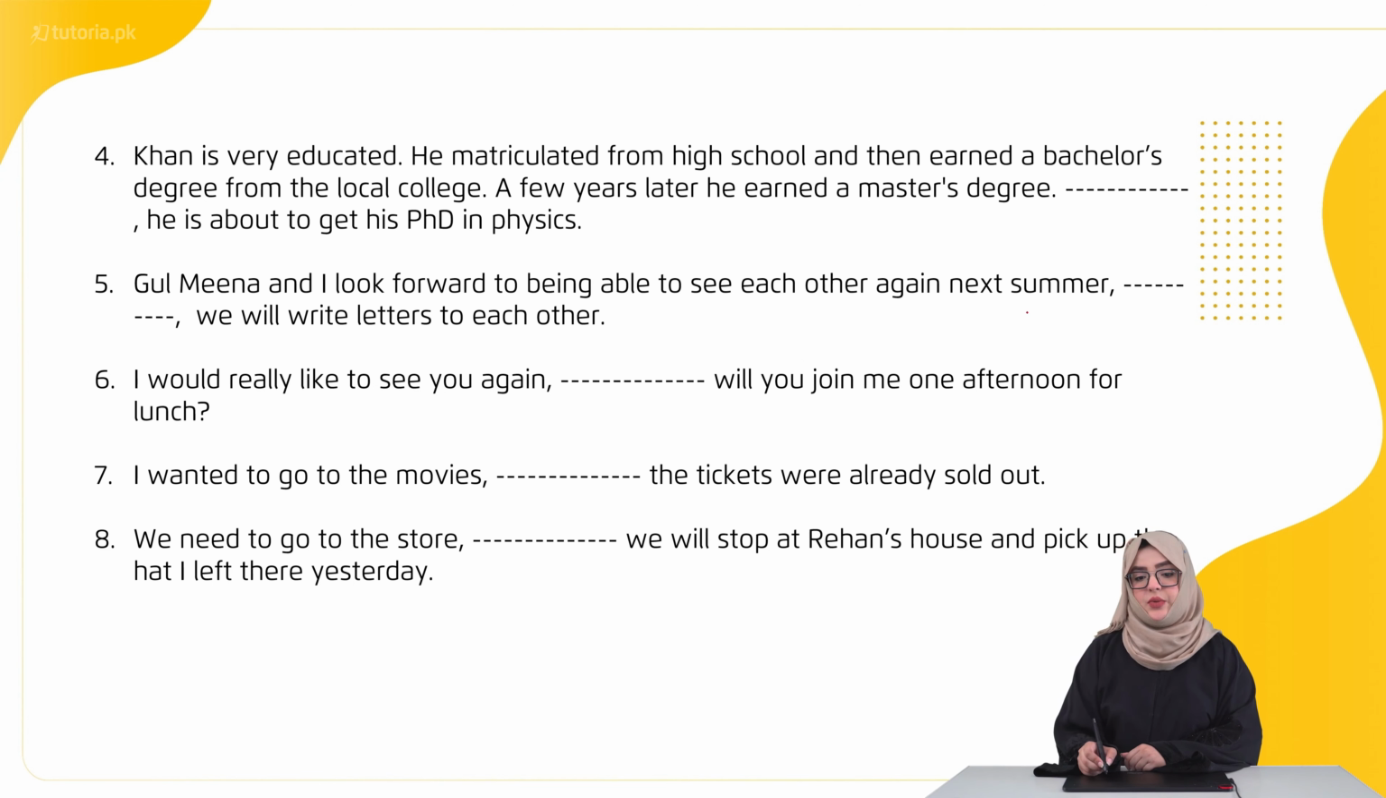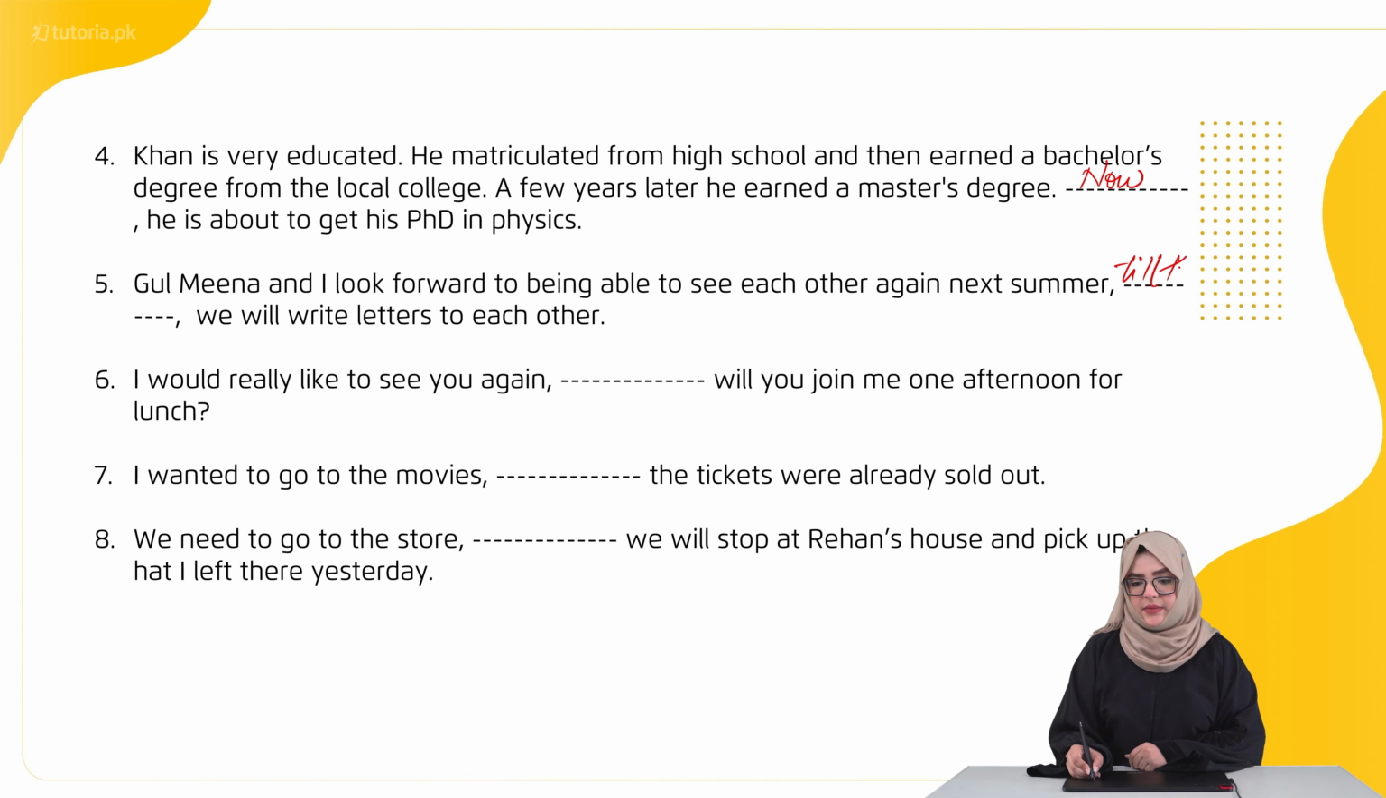Fourth is: Khan is very educated. He matriculated from high school and then earned a bachelor's degree from the local college. A few years later, he earned a master's degree. Dash, he is about to get his PhD in physics. Now, he is about to get his PhD in physics. Fifth is: Gulmina and I look forward to being able to see each other again next summer. Dash will write letters to each other.